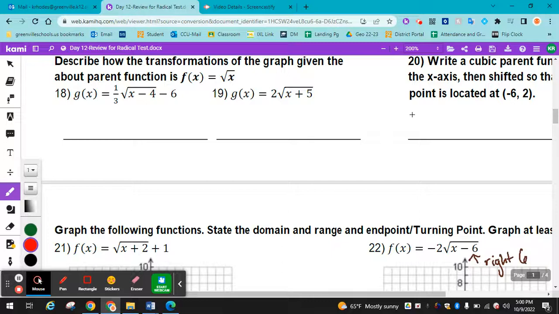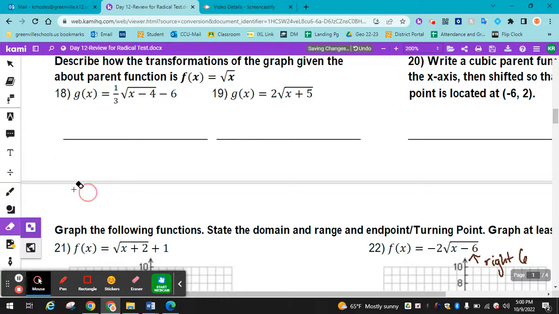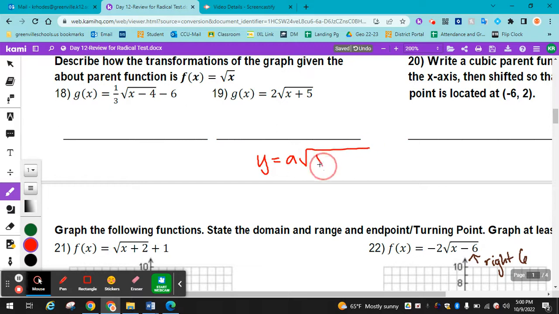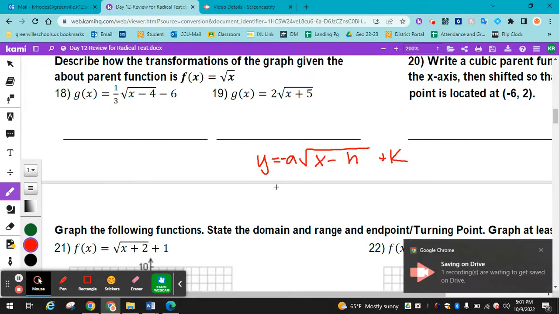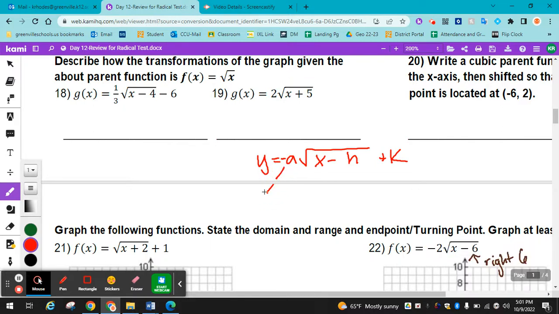I'm going to let this be graphing radicals and radical equations. So we'll do about a page and a half of this. Remember, with radicals, you have this as your transformation equation. I'm going to go through a negative in front of there. The negative is a reflection over your x-axis.